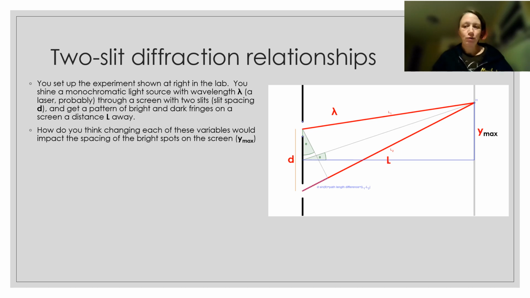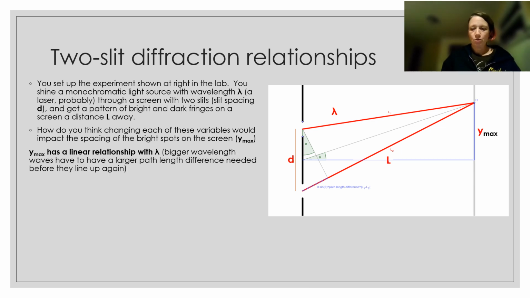So it would be great if you would pause this video and do a short little thought experiment with yourself and think about how even one of those variables is going to affect y max. So in other words, if lambda or d or L goes up, do you expect the distance to the first dot from the central maximum to go up or down? So go ahead and pause for a second. If you can come up with at least one linear or inverse relationship, it'll help you to make sense of this equation when we get it.